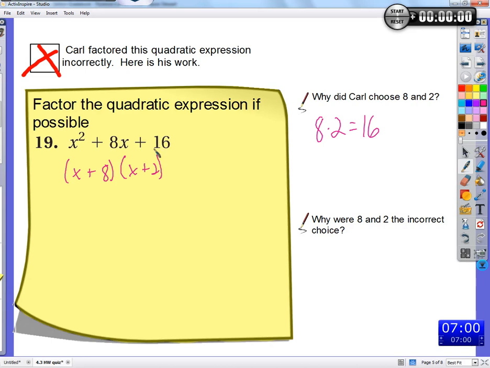Now, why are 8 and 2 the incorrect choice? Because you get 10x instead of 8x. So we need 8x, and 8 plus 2 is not 8. We want 8.